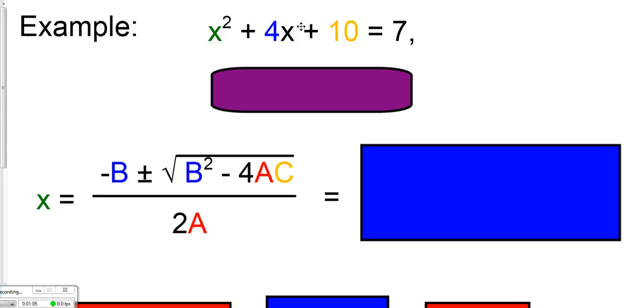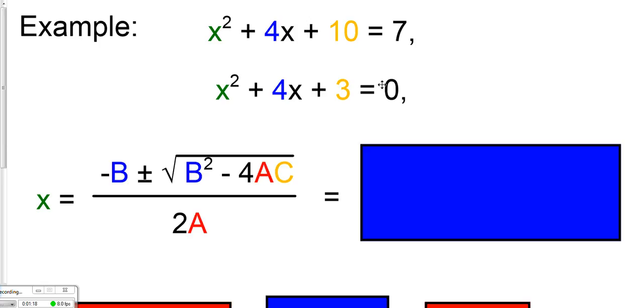So let's try it out. When I have x squared plus 4x plus 10 equals 7. Again, when this is not 0, subtract the 7 from both sides. Now it is set equal to 0. Big difference here. You must have this as 0. Once this is set equal to 0, this should also be green, by the way.